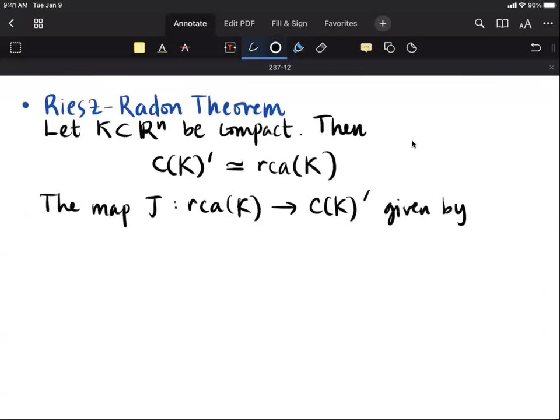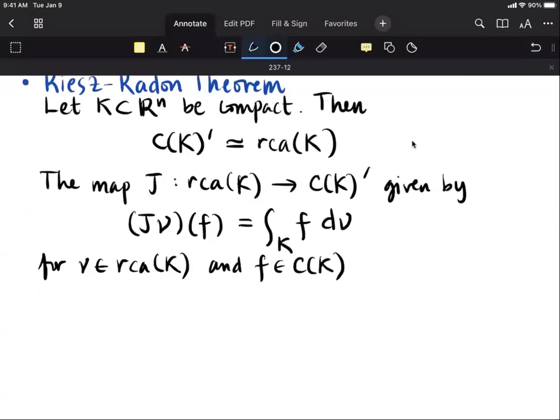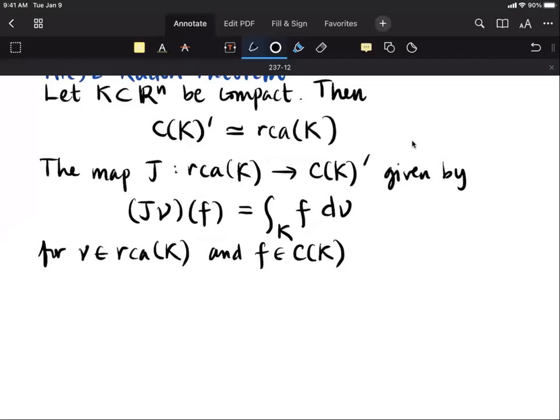So J, I take a regular countably additive measure in K. So this must be in the dual of CK, so the argument here must be in CK, continuous on the compact set K. So we integrate F over K with respect to the measure nu. This one is an isometric isomorphism.